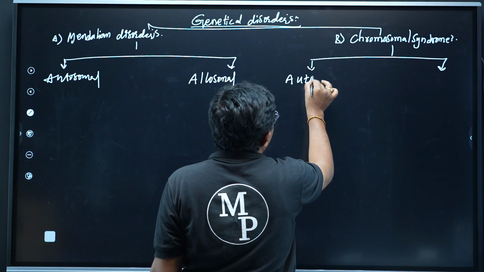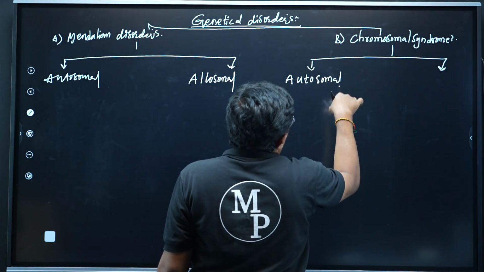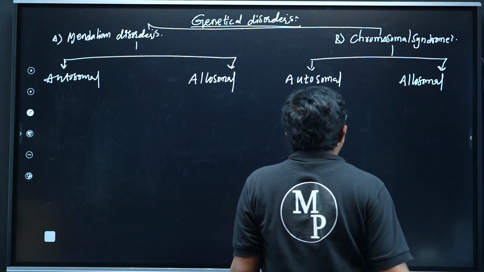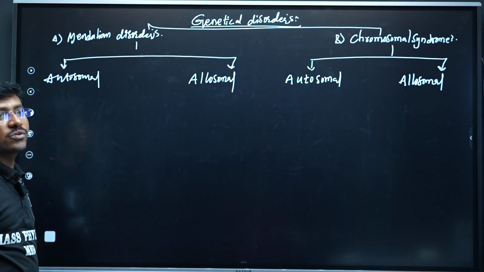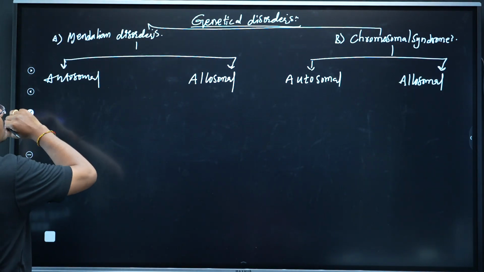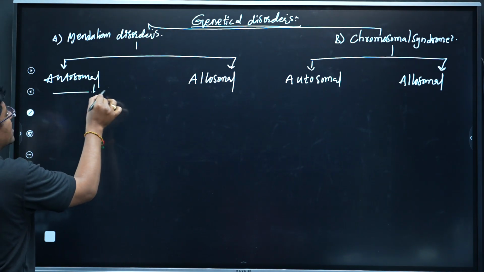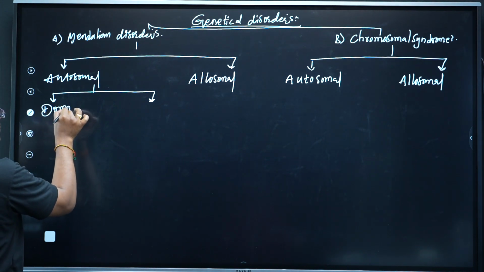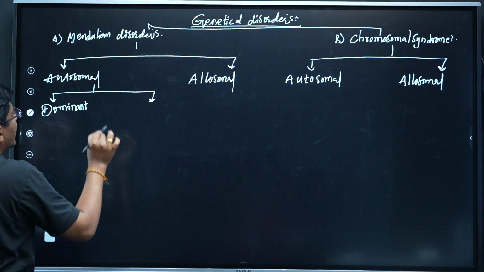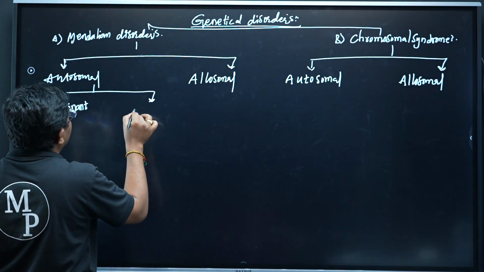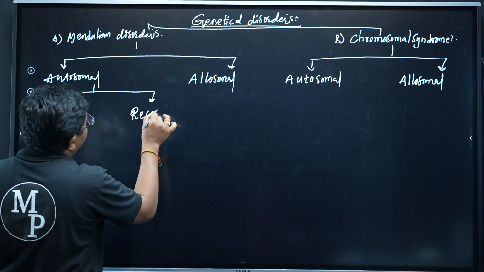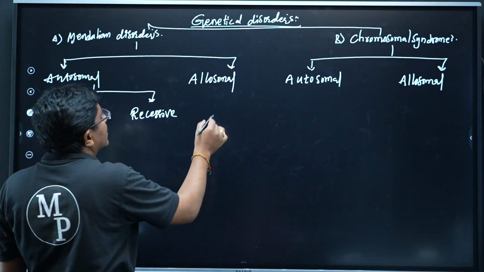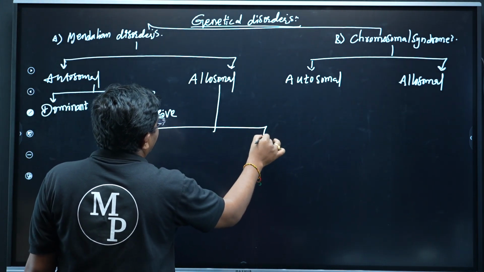Autosomal chromosomal syndromes and allosomal chromosomal syndromes. Autosomal and allosomal, 2 types are there. And again in these Mendelian disorders, autosomal again has 2 types. What are they? Autosomal dominant, it is one. Next, autosomal recessive disorders. Next, allosomal also has 2 categories.